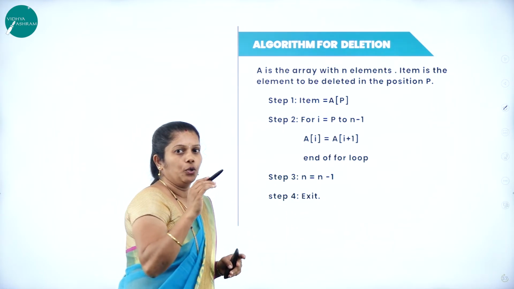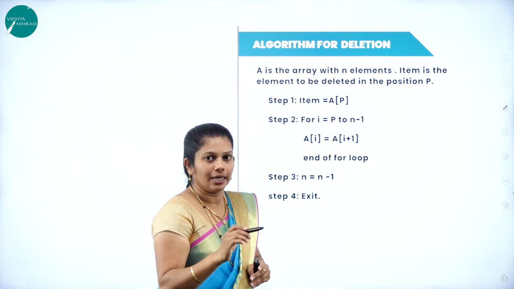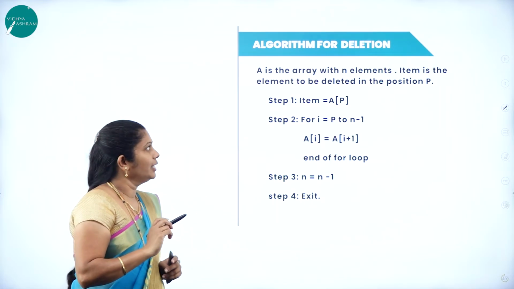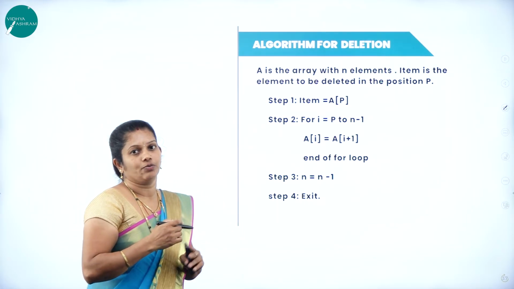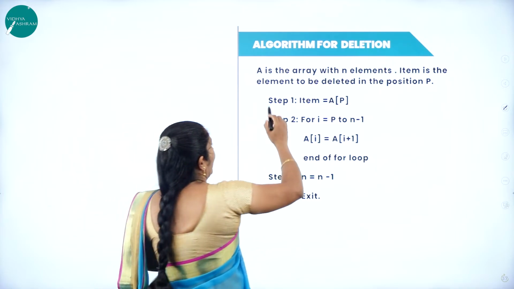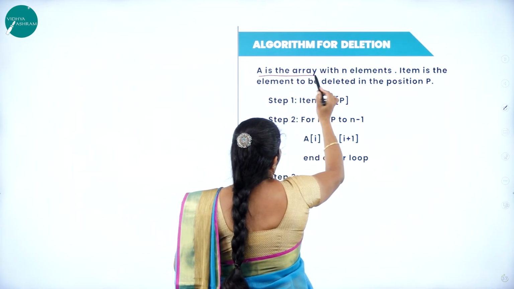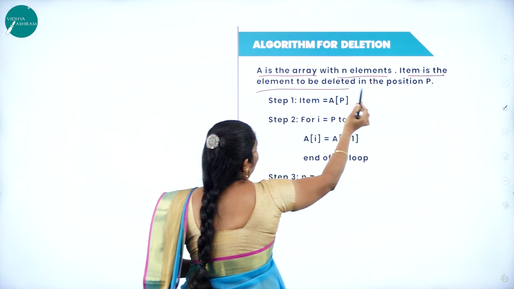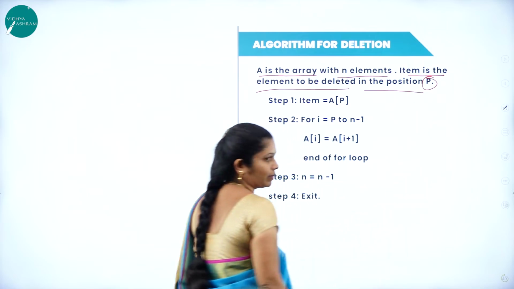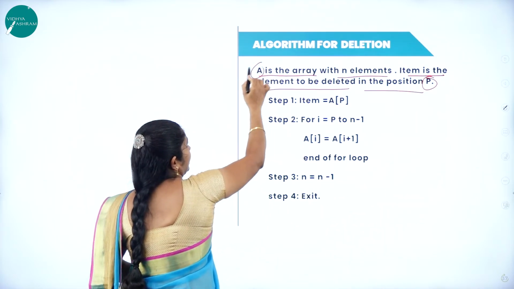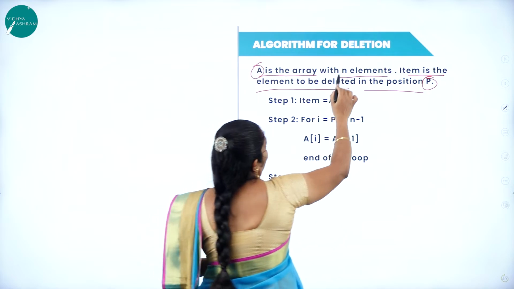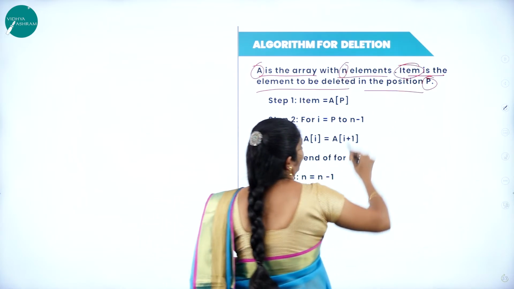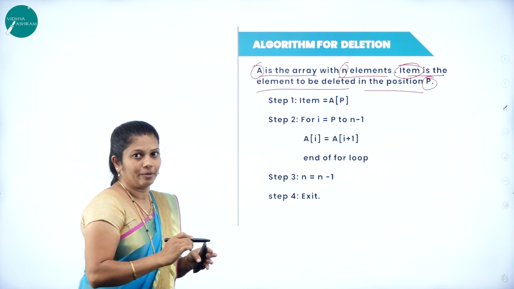In the exam, you are going to get the question, write an algorithm to delete an element in an array. Then first you have to mention which variables we are using here. While writing: A is the array with n elements, item is the element to be deleted in the position P. It means that the name of the array is A, n is the number of array elements, and item is the element to be deleted in the position P.